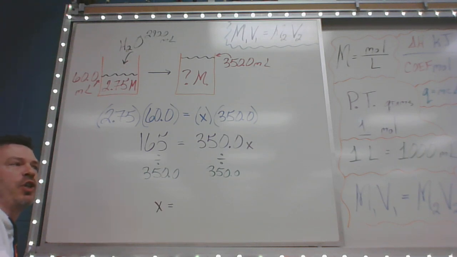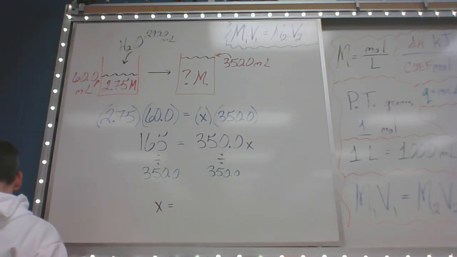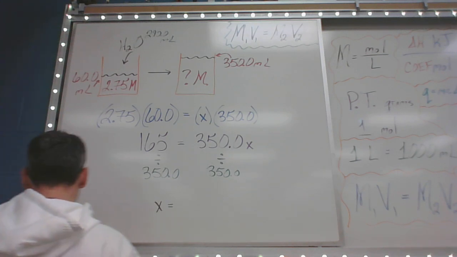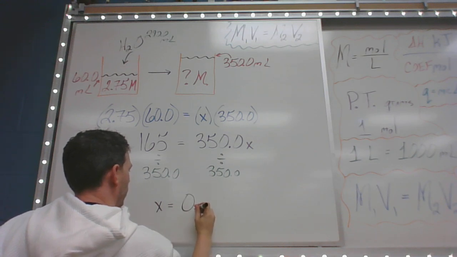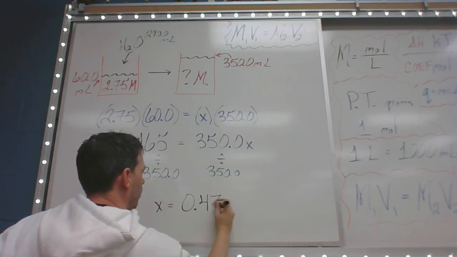Watch your sig figs. If you go back to the original problem, the values have 3 sig figs, 3 sig figs, 4 sig figs. So the smallest sig fig value is 3 for a final answer of 0.471 molar.